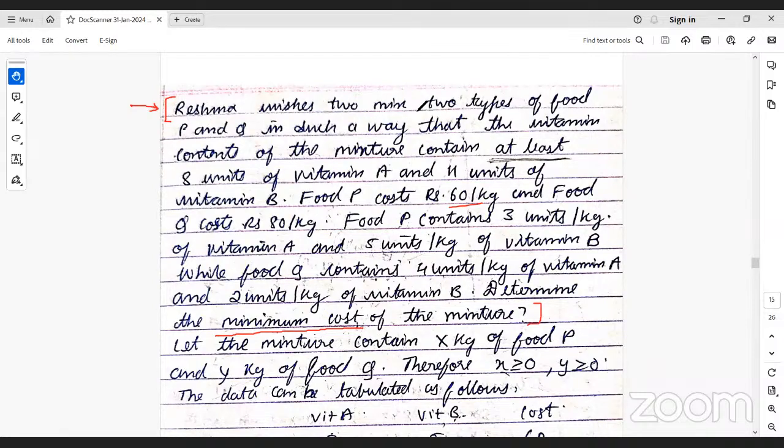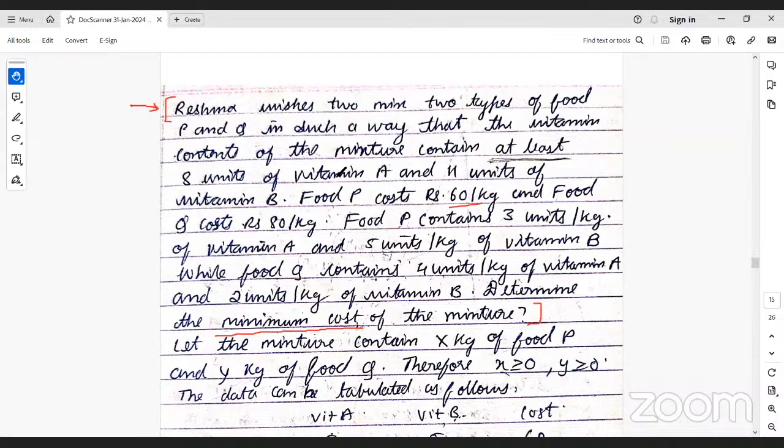Reshma wishes to mix two types of food, P and Q, in such a way that the vitamin contents of the mixture contain at least 8 units of vitamin A. Okay, so it is consisting of vitamin A and 11 units of vitamin B. Okay, 11 units of vitamin B it is consisting of. So this information is given.